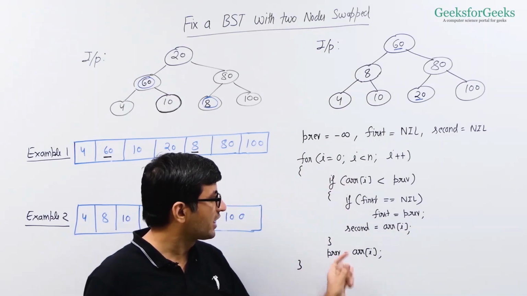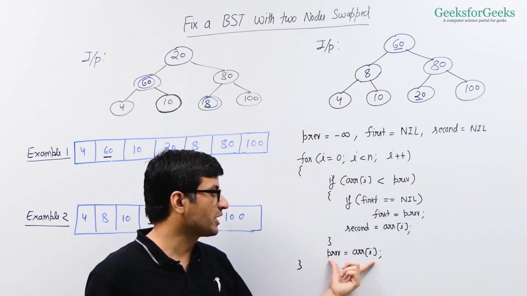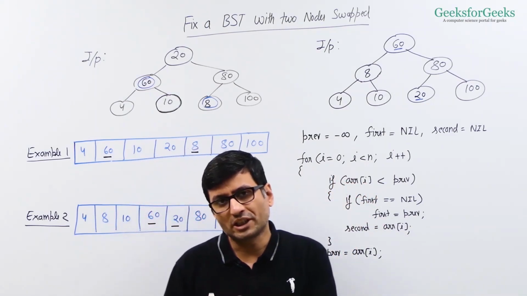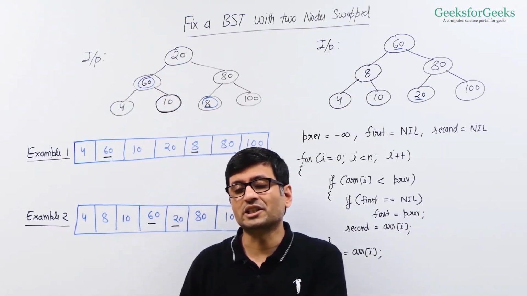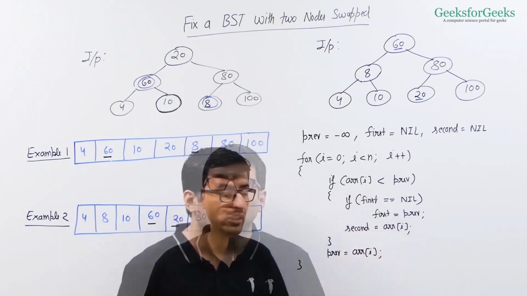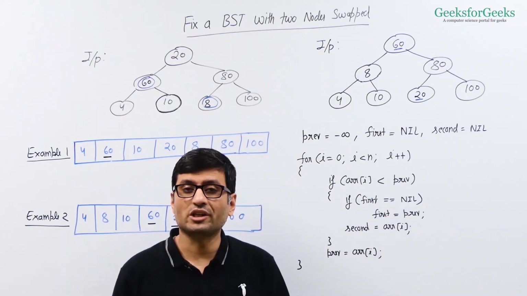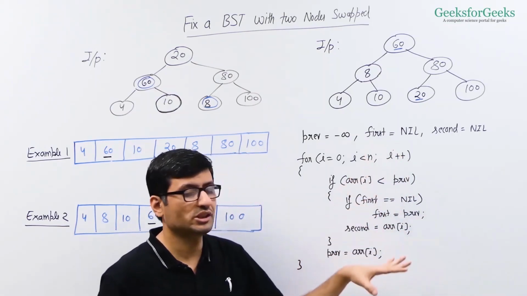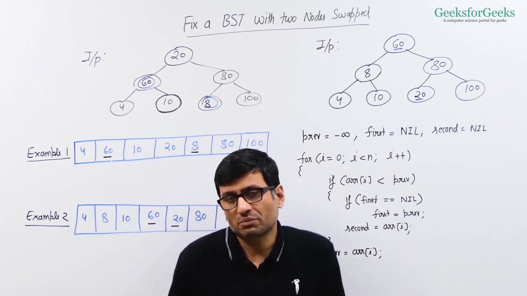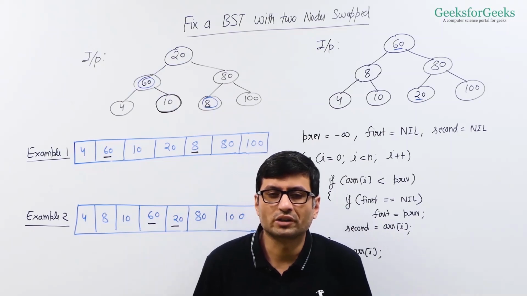And after every iteration, whether there is a violation or not, we update the previous. So we are basically checking whether array is increasing order or not. And whenever we are seeing a violation, we are updating first and second. These first and second are our resultant elements which are supposed to be swapped after this traversal. If they remain nil, it means there was no swapping required.